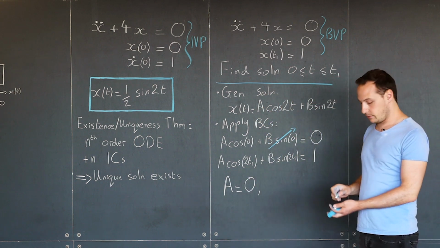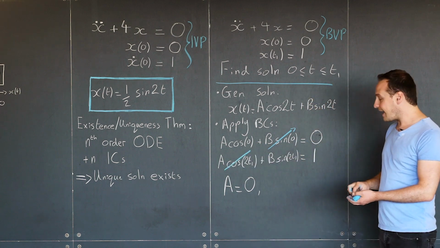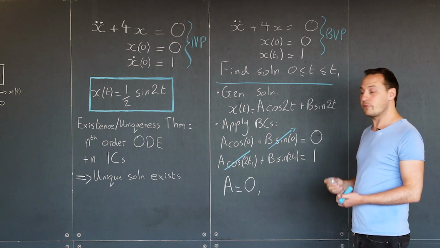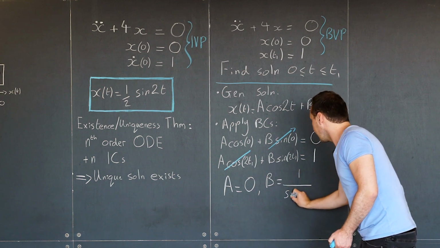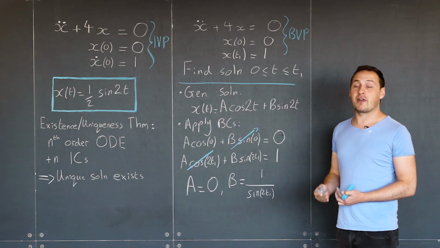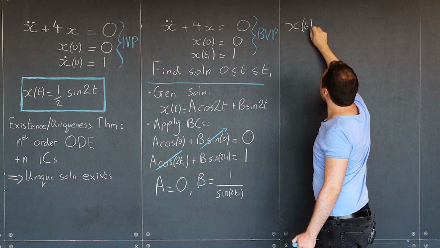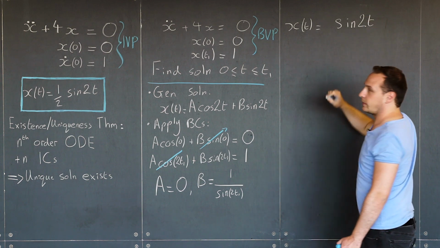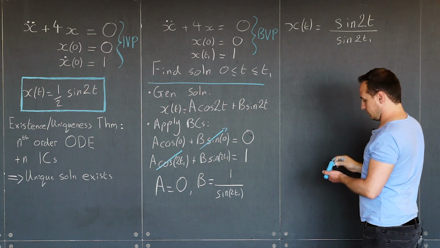If a is equal to 0, then this first term vanishes from the second boundary condition, and we're just left with the condition that b times sine of 2t1 has to equal 1, which we can then rearrange to tell us that b has to equal 1 divided by sine of 2 times t1. So then we can just write down the solution to this boundary value problem, which is that x of t is equal to sine of 2t divided by sine of 2t1.